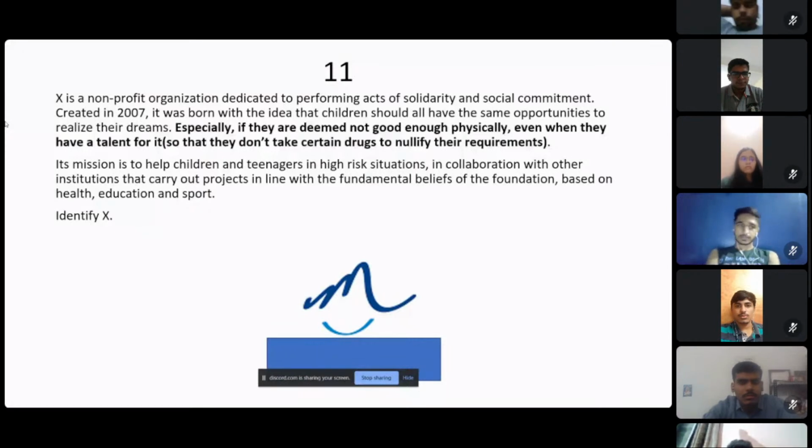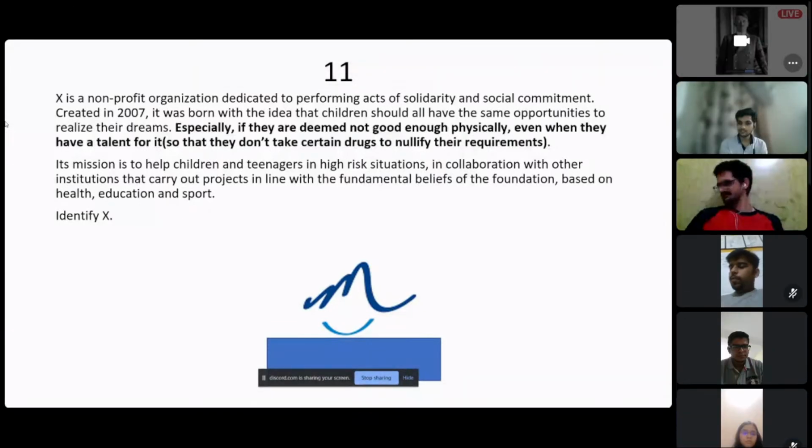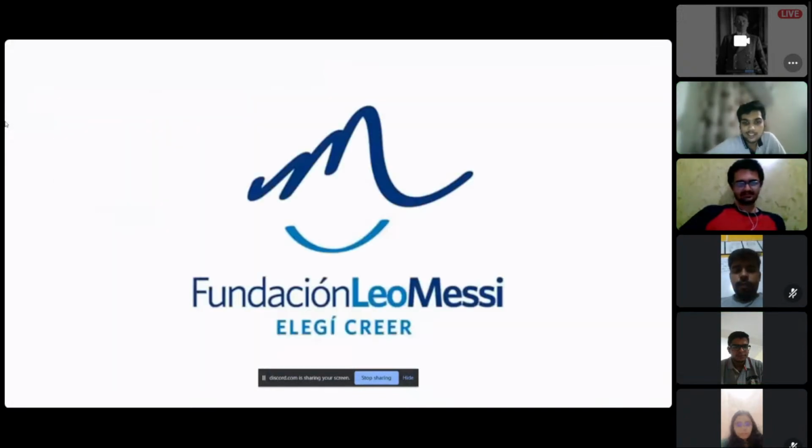Let's be direct. Direct to participant 6. Please answer the question. Yeah, it is the Leo Messi Foundation. Okay, this is the correct answer. The correct answer is Foundation Leo Messi.